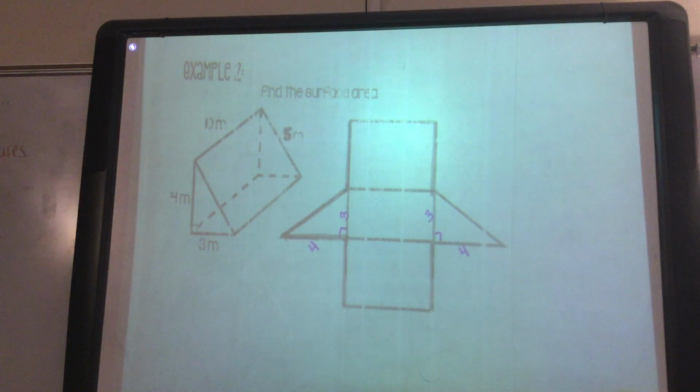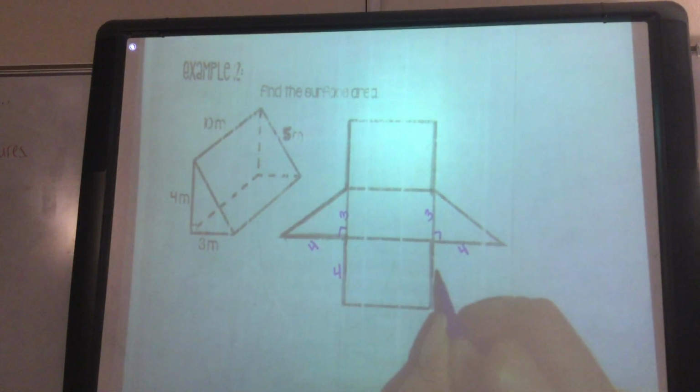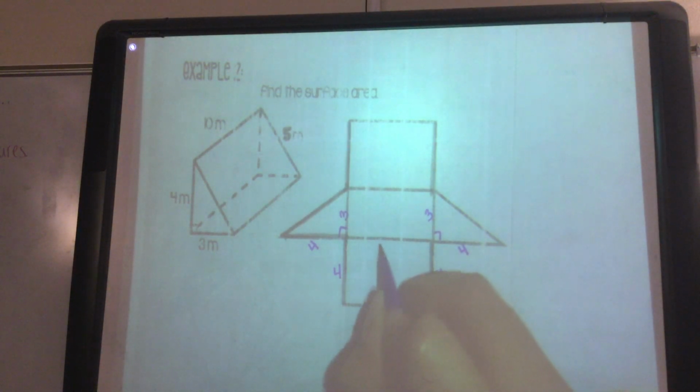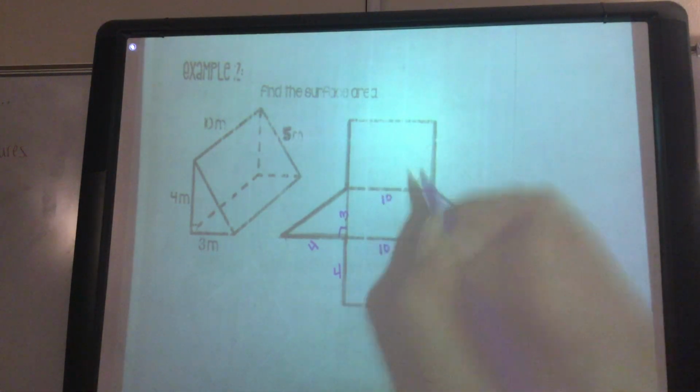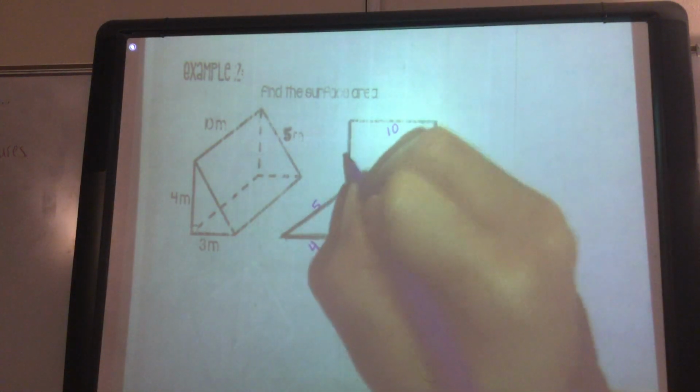Now, once it's folded up, we see that the sides of the rectangle on the bottom would also be 4 because that's the height of our triangle. So those would be 4 to match. And then the long side on that particular rectangle would be 10 from the picture, and we can carry that 10 on to all the lines. Now when we look at the picture, we see that the side that folds up on the top rectangle is going to match the 5. So that one has a side of 5.